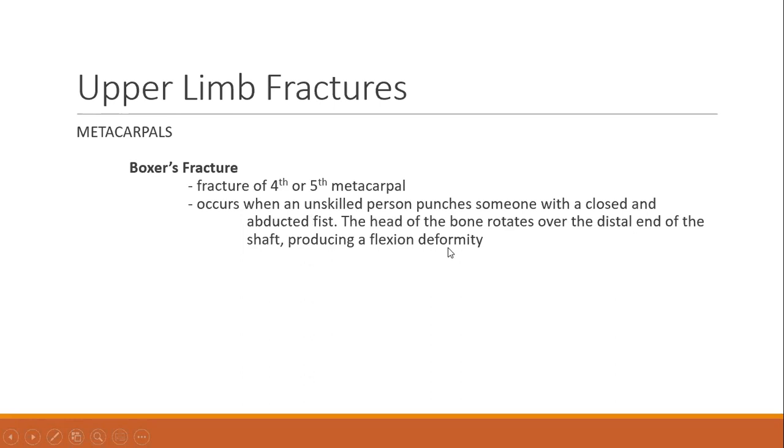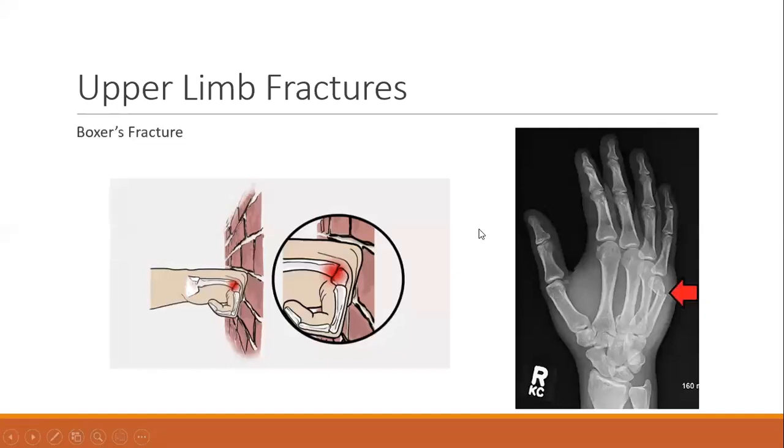So basically, this is the person who punches somebody or punches the wall. Their form was bad and they ended up breaking a bone. Well, that's a boxer's fracture. And this is what it looks like on x-ray. A person punched a wall or punched another person improperly, and they ended up breaking their 5th metacarpal here.